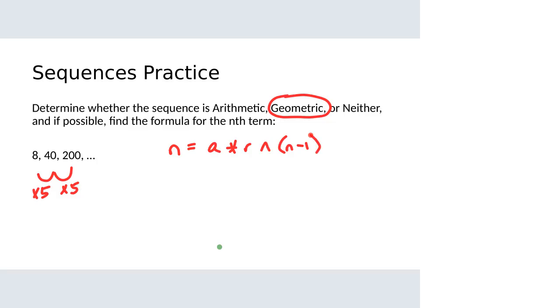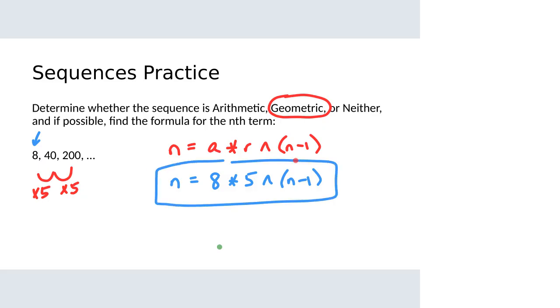Okay, well, here we have, let's see, our starting point is 8. N's going to stay a part of our answer. Our starting point is 8. Our common ratio is 5, and we're going to raise that to the n minus 1 power. This one's a pretty straightforward answer. 8 times 5 raised to the n minus 1 power.